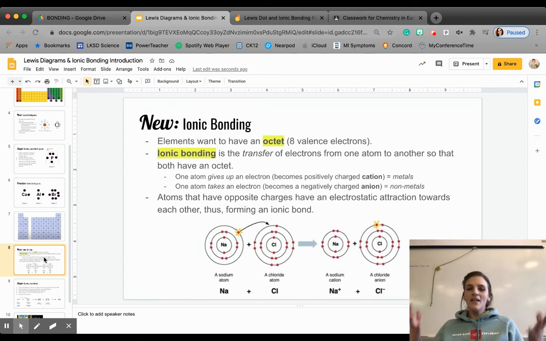I don't know. Elements want to have 8 valence electrons. That's called an octet. Ionic bonding refers to the transfer of electrons so that atoms can have an octet.